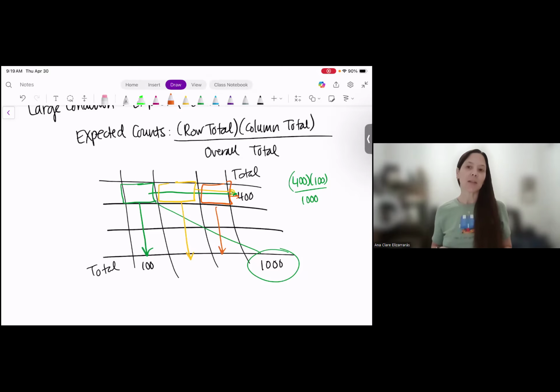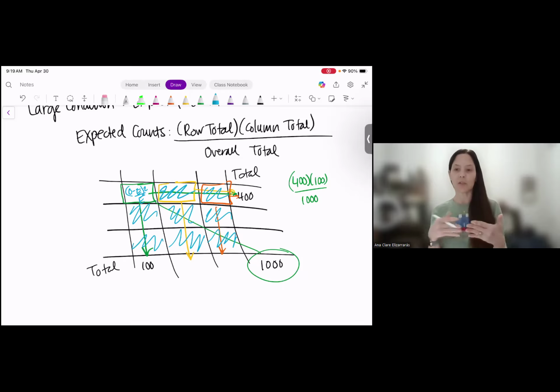The chi-square test statistic is calculated exactly the same way. It's just that you're doing it for each cell. So you would take the observed minus expected, squared, over expected for cell 1, then this next cell here, and here, and here, and so on, and add all of those up. All of those contribute to your chi-square test statistic.